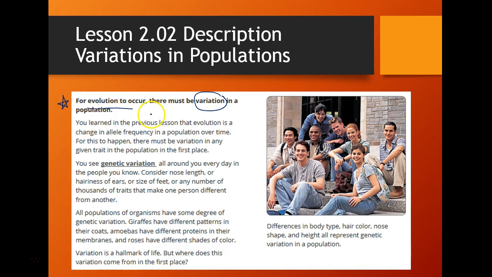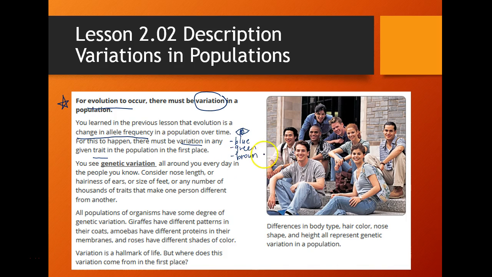In the previous lesson, we went over how evolution is a change in allele frequency, or how common an allele is in a population over time. But in order for evolution to occur, there must be variation for a given trait. For example, if we're looking at eye color, we want variation for that specific trait. So we want to see blue, green, and brown.